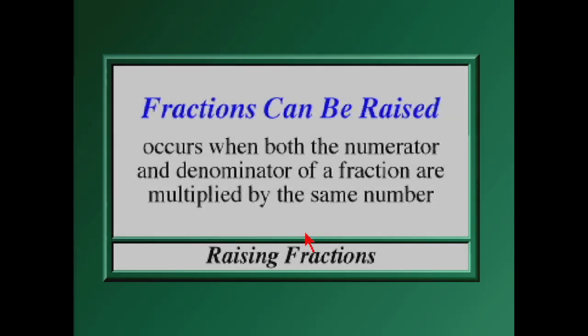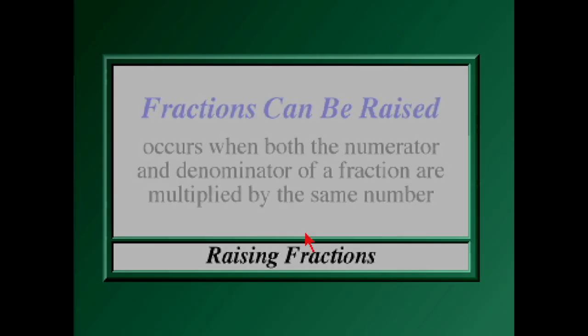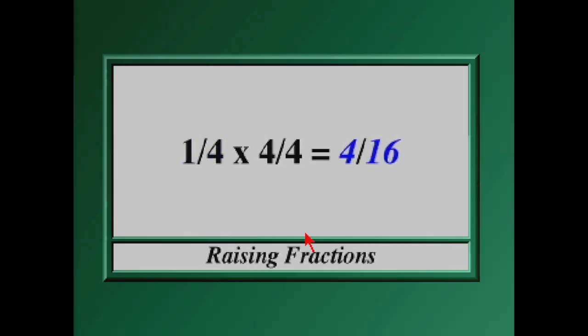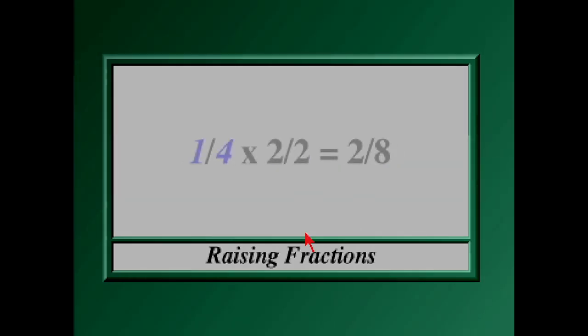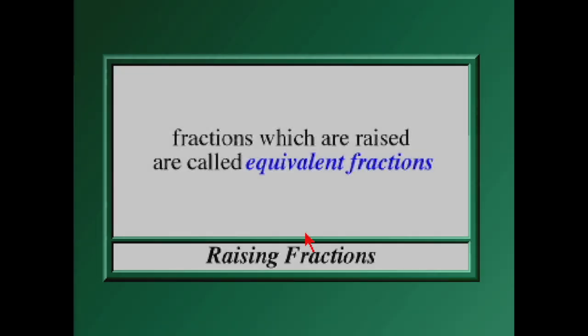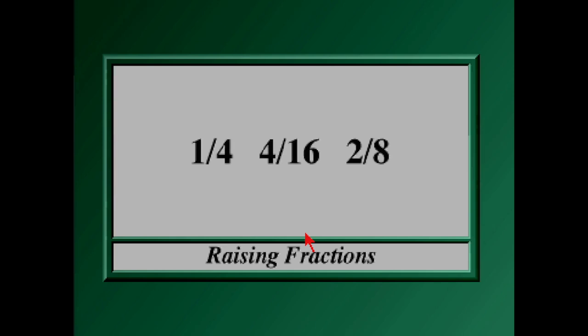Fractions can be raised. This occurs when both the numerator and the denominator of a fraction are multiplied by the same number. For example, 1/4 can be raised to 4/16 by multiplying the numerator and denominator by 4. 1/4 can be raised to 2/8 by multiplying the 1 by 2 and by multiplying the 4 by 2. Fractions which are raised are called equivalent fractions. 1/4, 4/16, and 2/8 are equivalent.